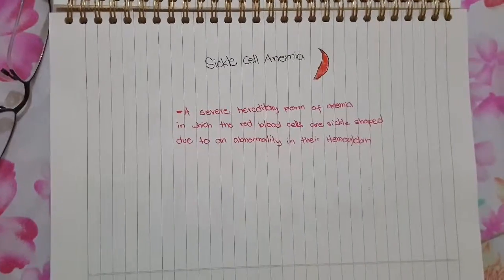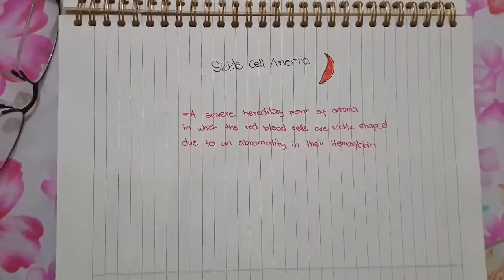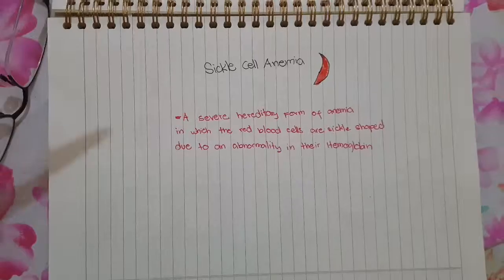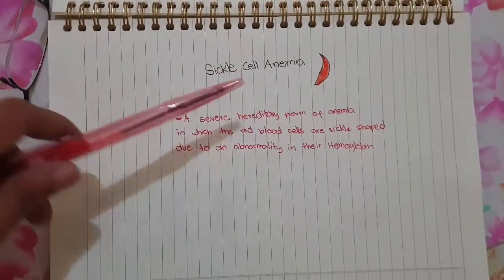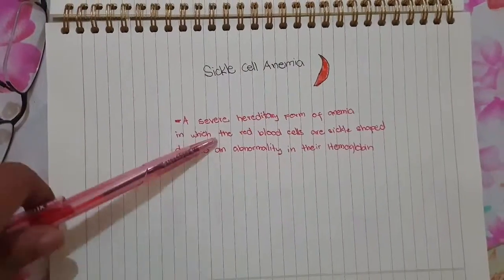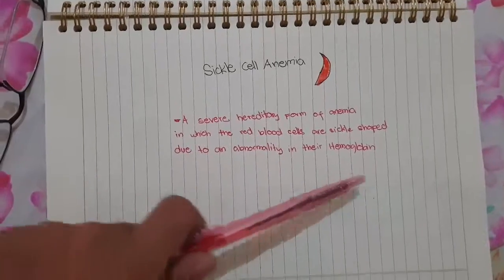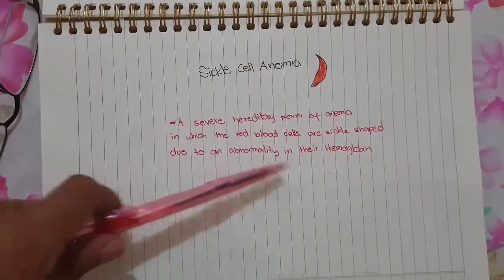Anemia can also be a result of a genetic disorder, in which case it is called sickle cell anemia. It occurs almost exclusively in black people of Africa. Sickle cell anemia is a severe hereditary form of anemia in which the red blood cells are sickle-shaped due to an abnormality in their hemoglobin.